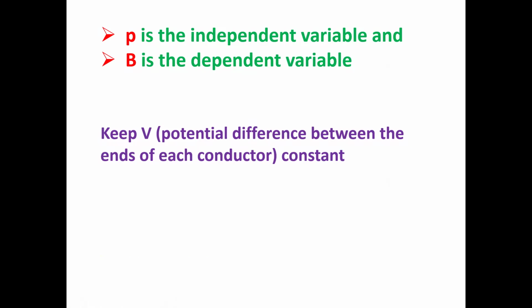Now what about V? The potential difference between the ends of each conductor is constant. So my plan would be to keep the voltage constant and alter the value of P, and let's see how B will change. So this you have to copy.